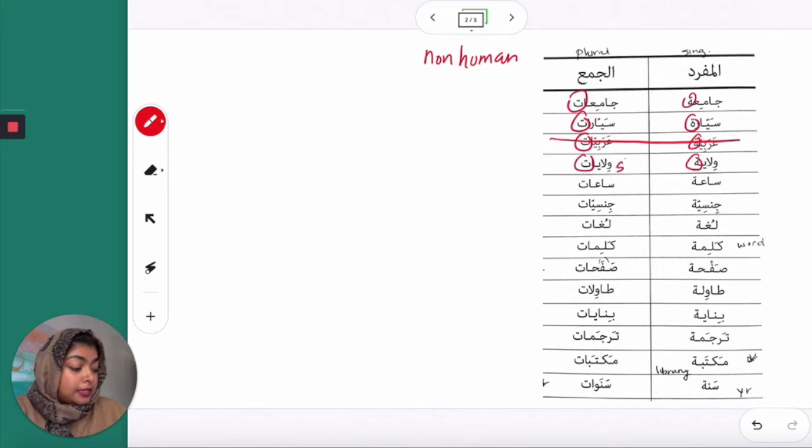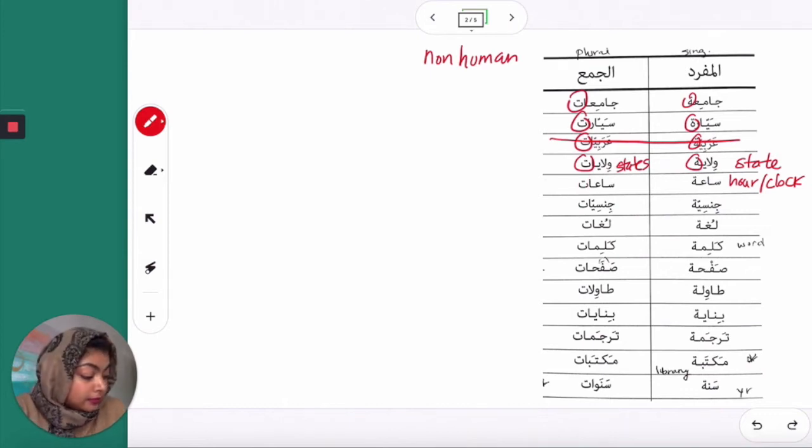So wilayat, this one, I don't believe we've done this word before. State. Sa'a, sa'a can mean hour. We did this in 130. It can mean clock or watch. So clocks or watches or hours. Sa'at. Okay. Maybe I should do this in yellow so you see that I'm circling alif top.